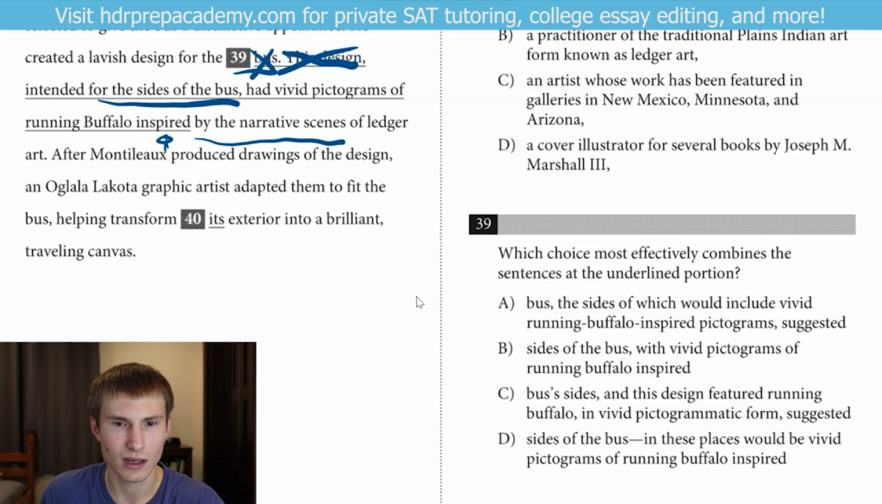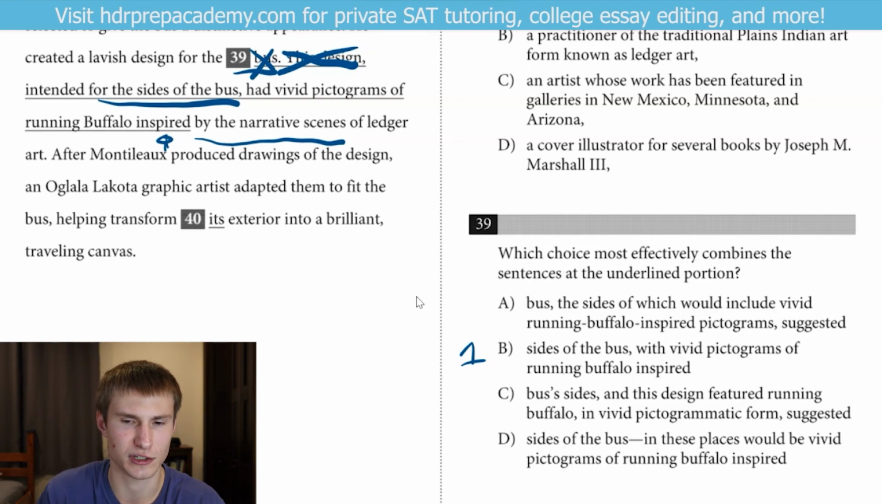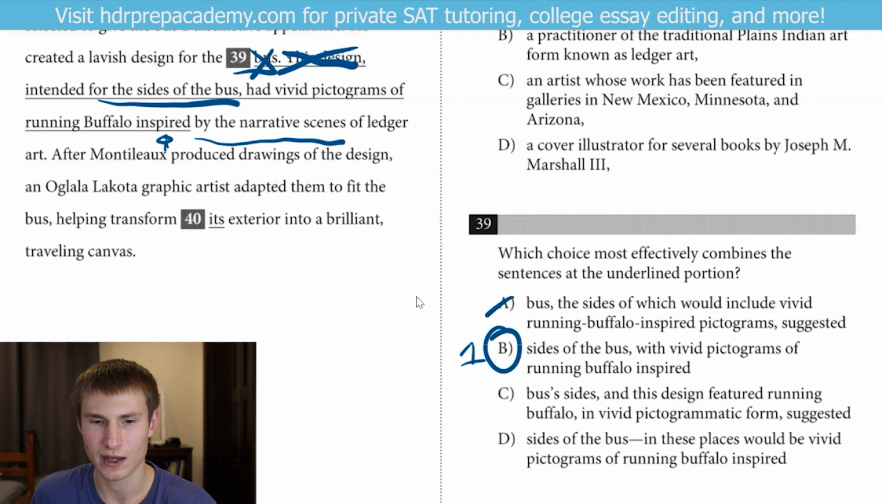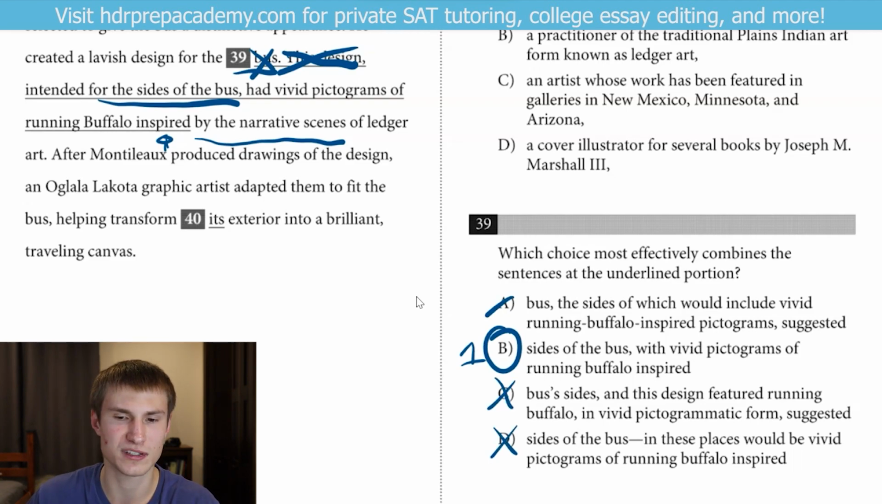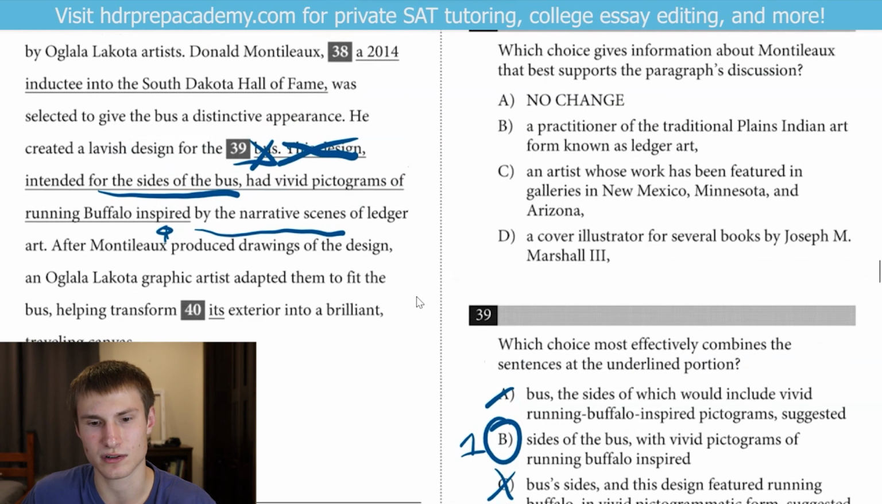So we have option A, for the bus, and actually I'm going to go ahead and start with B because we're combining sentences. We want to start with the shortest one first. So we have sides of the bus. Created a lavish design for the sides of the bus with vivid pictograms of running buffalo inspired by the narrative scenes of ledger art. That's perfect. Our answer there is going to be B. It's efficient. It's not wordy. It's very concise, right? It avoids all repetition and redundancy. So B is perfect. It's very clear. The other answer choices are not clear at all.